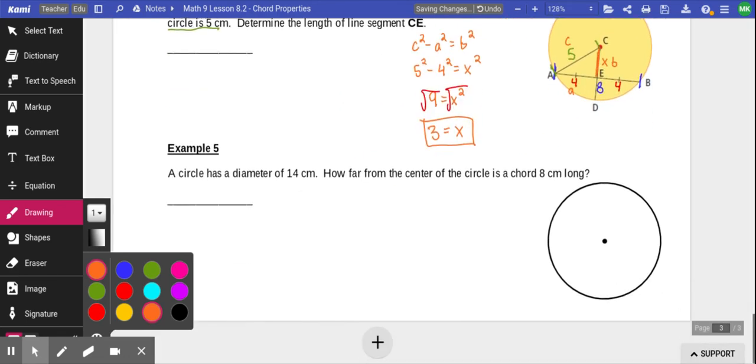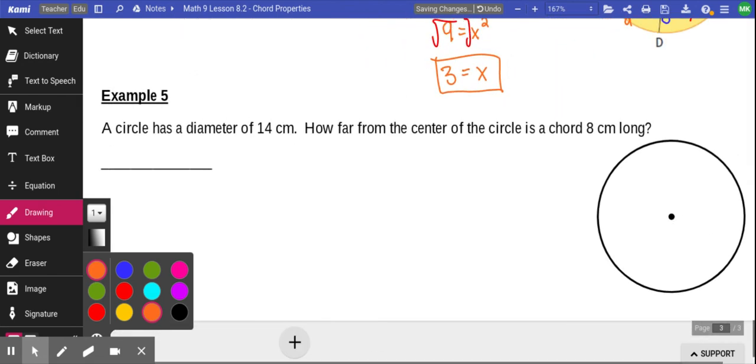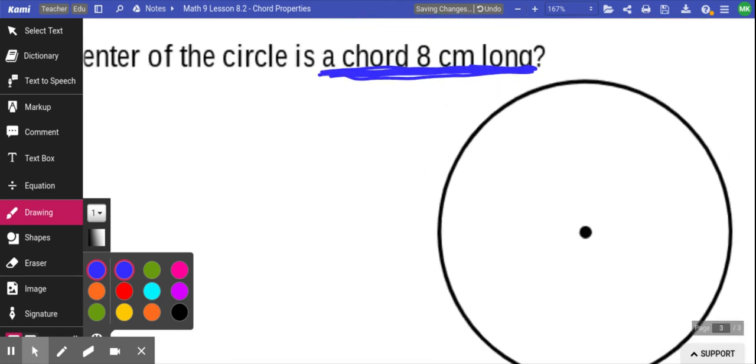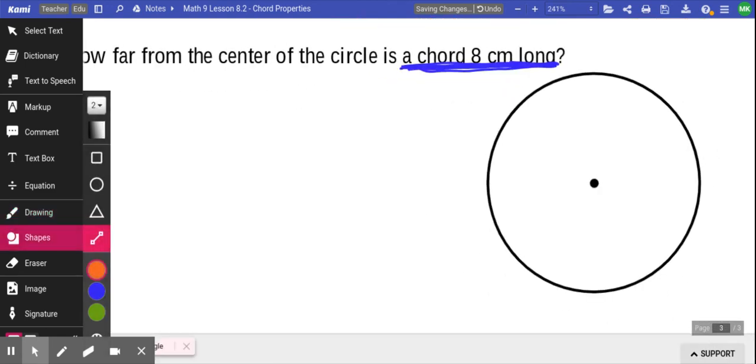All right, last one. A circle has a diameter of 14 centimeters. How far from the center of the circle is a chord 8 centimeters long? Okay, so they give you a bunch of info here. Let's start with just talking about what it means. So it says a chord 8 centimeters long. So they never told you where that was, and they never drew it in our circle. So what we're going to do is we're just going to draw a chord. It can be anywhere you want. I'm going to put it right here.